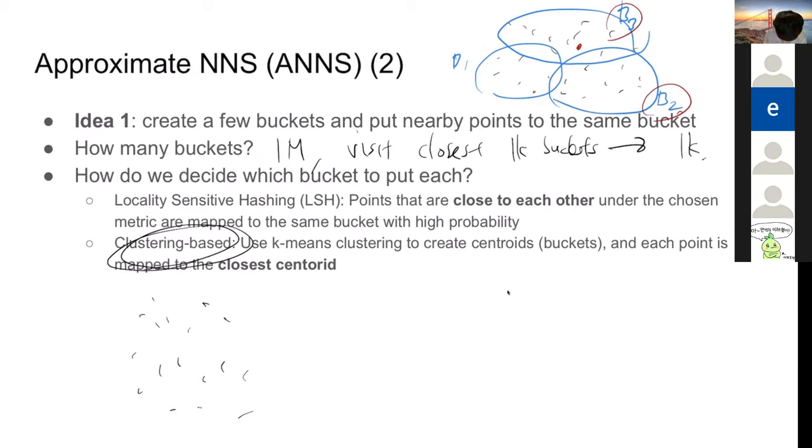Actually, this is not a good diagram, my bad. I will assume that there are actually three very good clusters, right? And then suppose that we just guess the initial locations of the buckets or the centroids, which will be something like here and here and here. Well, these look really bad, right? They are not representative of these clusters.